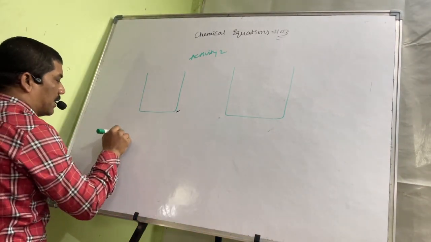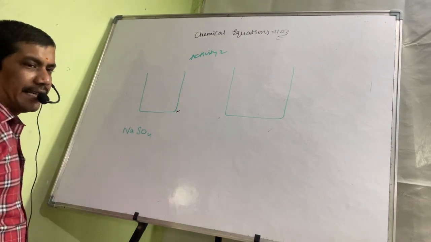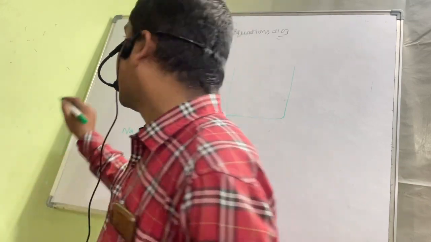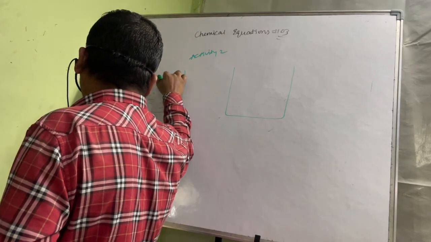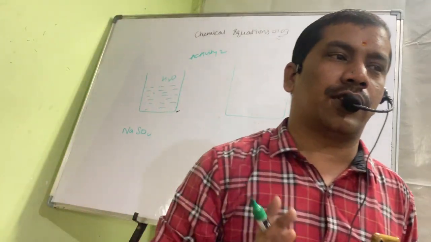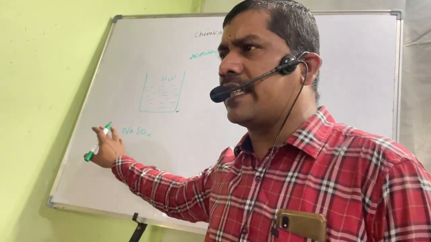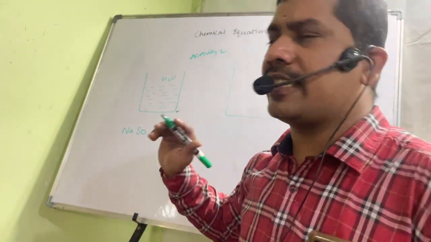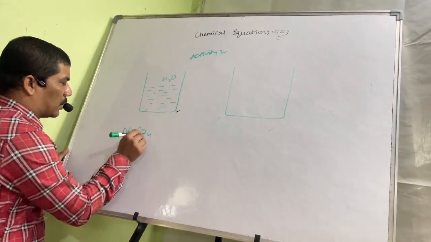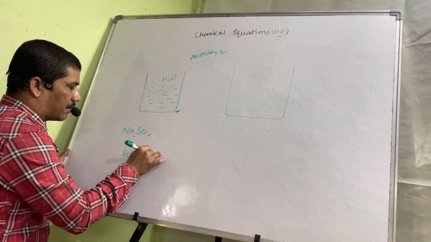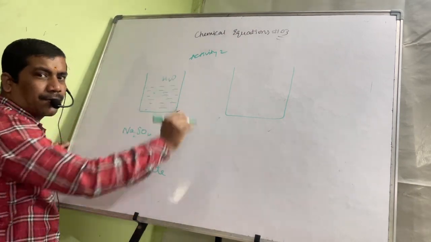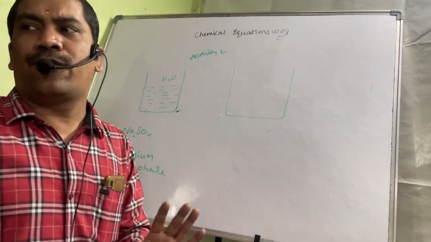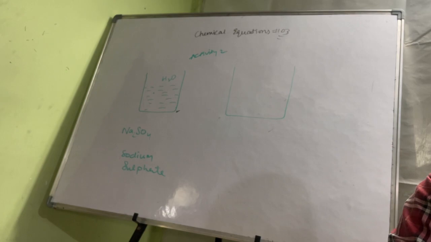And before adding sodium sulfate, first you add 100 ml of water. Again distilled water. Whenever I say water in chemistry topics, you must understand distilled water. So first add 100 ml of distilled water, then add some amount of sodium sulfate, Na2SO4. When you add this, you are going to mix it. After mixing, you will get the sodium sulfate solution.